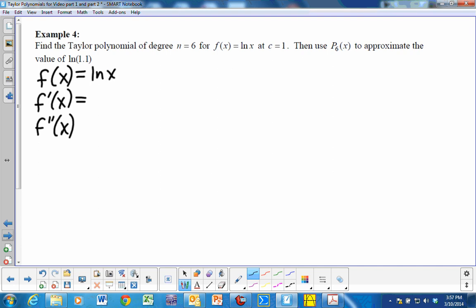So we want to take the derivative of ln of x, and we know we get 1 over x. We take the second derivative. Well, that means the derivative of 1 over x. Well, you should know this one. We've done it so many times. It's negative 1 over x squared.